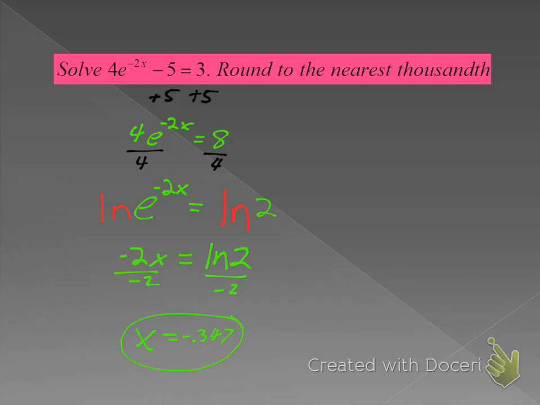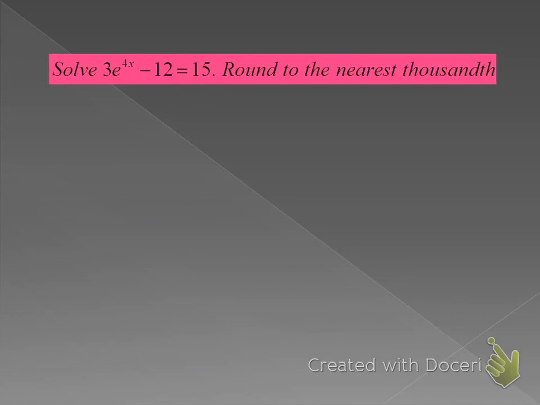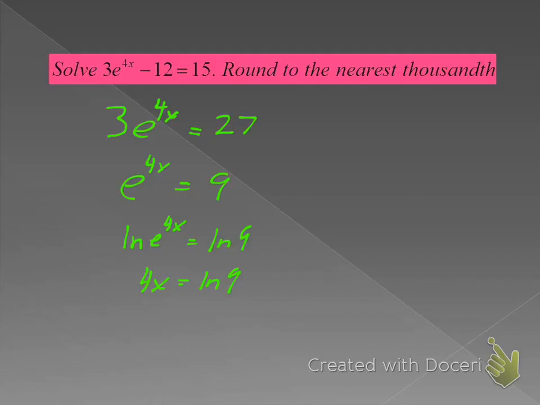Okay. Next one. Here you go. That's all you. And the e just disappeared. Correct. Add 12. Divide by 3. Take a natural log. ln of e cancels, so 4x equals natural log of 9, which means x equals natural log of 9 over 4. And x is, what you guys have, 0.543, is that right?